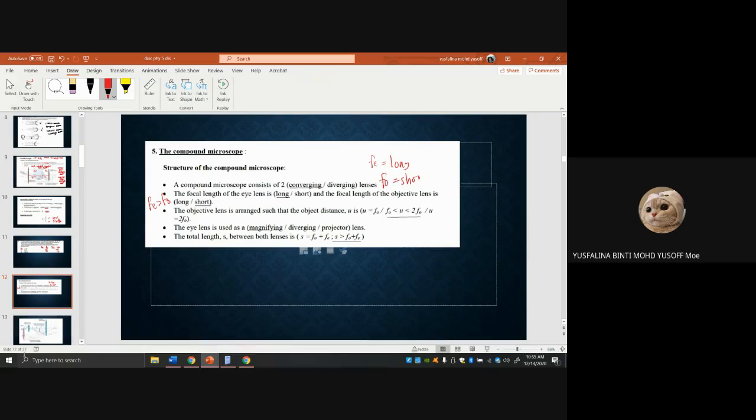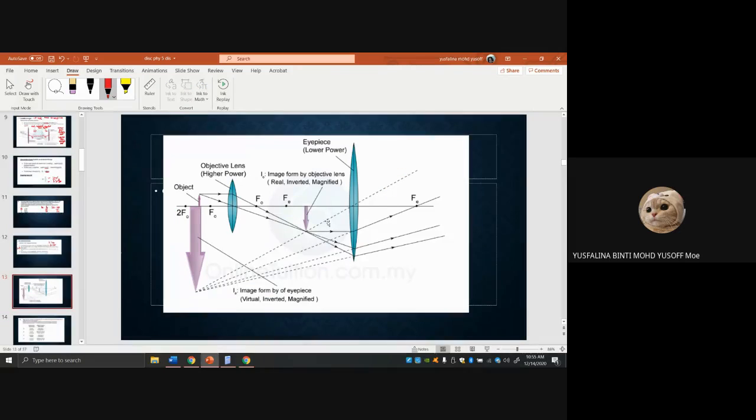Let's see the diagram. FE is bigger than FO, so you can see this one is FE.